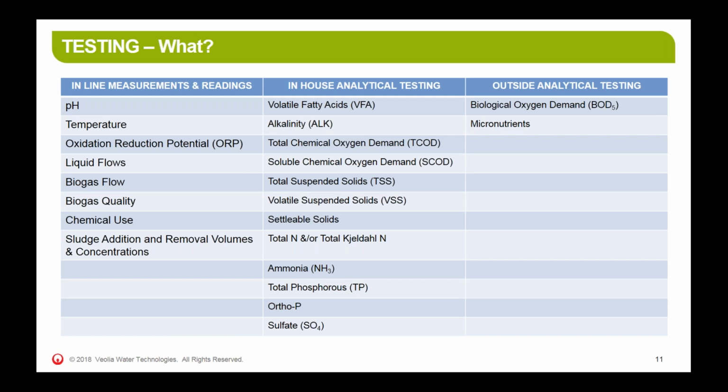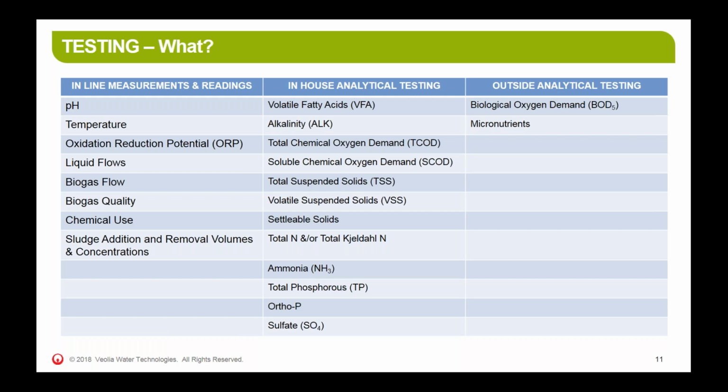On the in-house analytical testing, we do the testing for VFA and alkalinity. Remember, VFA is the most important test we do to determine the system's health. We also do COD, various solids, and the nutrients, nitrogen and phosphorus, and also we'll do sulfate because of the sulfur-reducing bacteria we talked about last time.